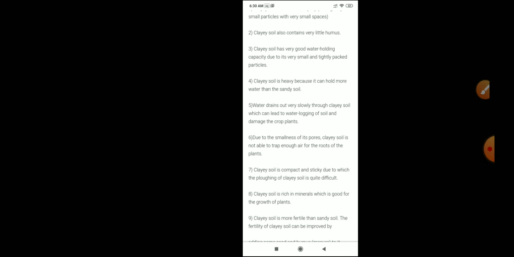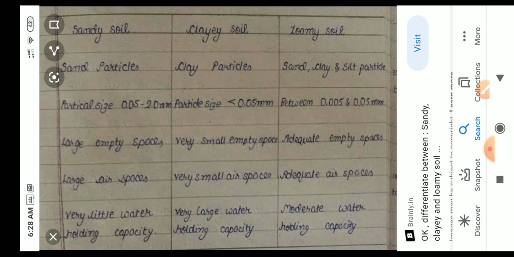And here you can see the difference. In sandy soil the particle size is very large, and in clay soil the clay particles are very small. In loamy soil the composition will be sandy soil, clay soil and silt. You can see how much particle size there is. If you are talking about space, it will be maximum in sandy soil and minimum in clay soil.